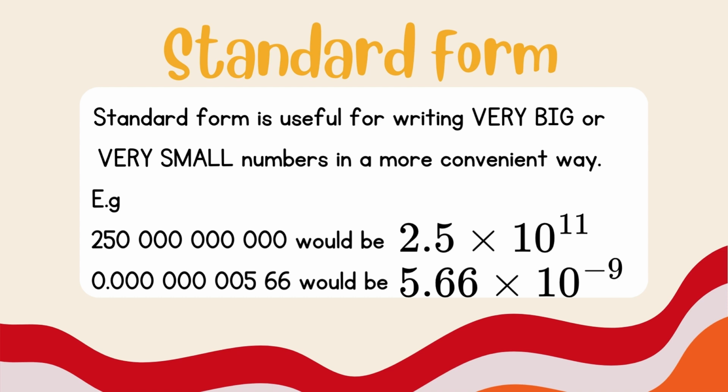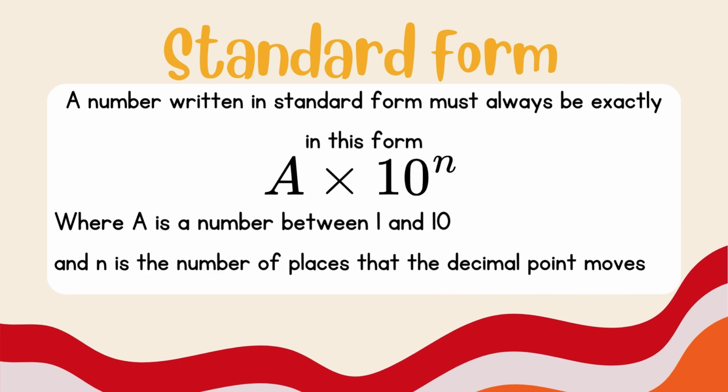Now there's a particular pattern. A number written in standard form must always be exactly in the form of a multiplied by 10 raised to the power of n, where a is a number that has to be between 1 and 10, and n is the number of places that the decimal point is moved.